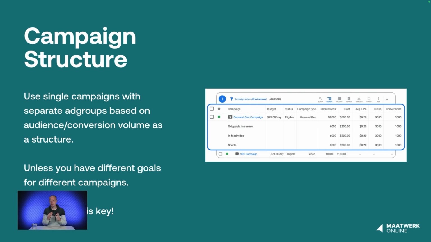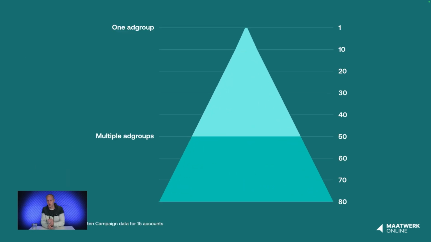A single campaign with separate ad groups based on audience and conversion value is in the end what we would like. But if you don't have enough conversion data, or if you don't have different goals for different campaigns, just put it in one campaign in one ad group. Based on our own data, the threshold is like 50. So if you have 50 conversions a month, then there's the possibility to split your audiences into different ad groups. But again, you need to reach those 50 conversions a month for each ad group.